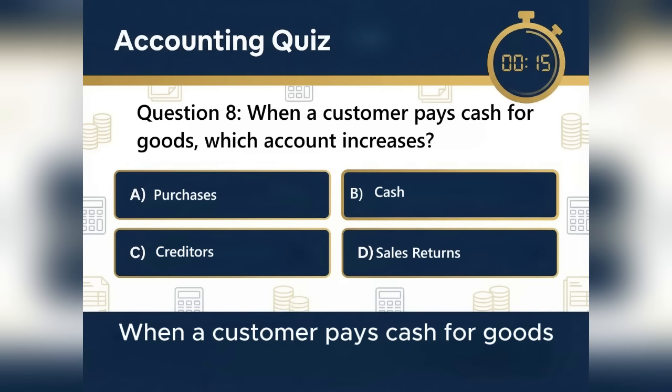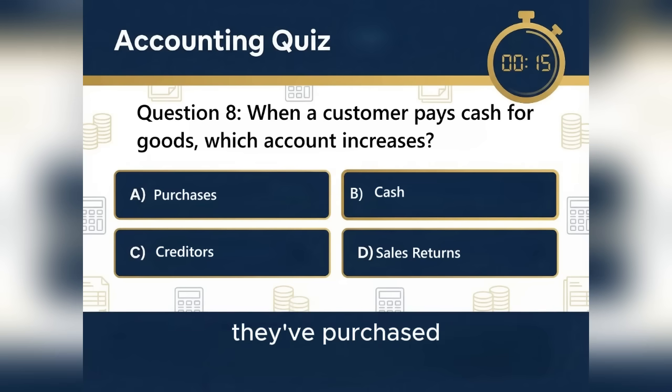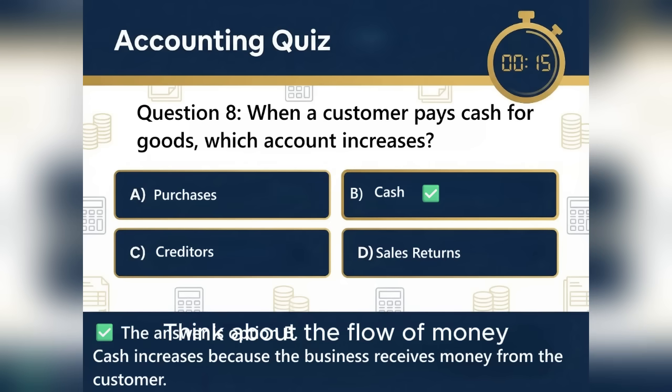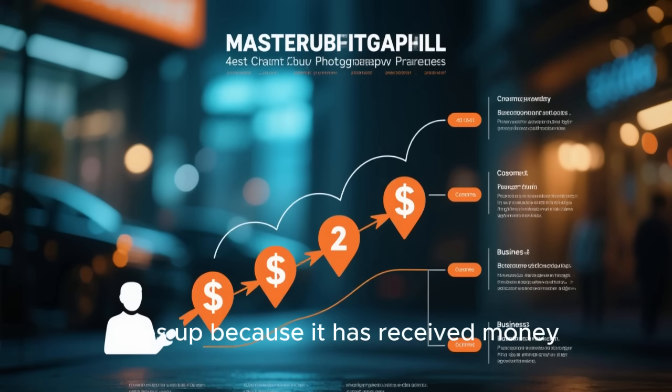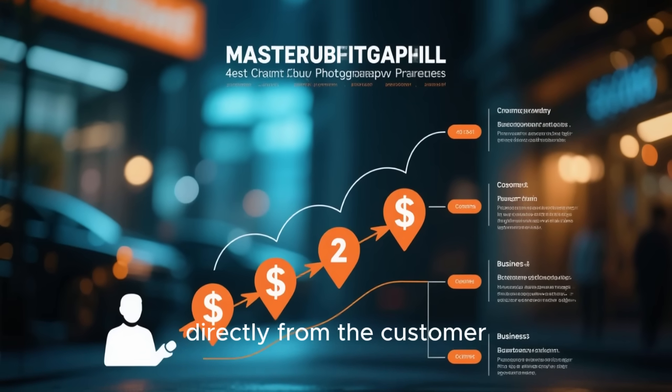Question 8. When a customer pays cash for goods they've purchased, which account increases? Is it A, purchases, B, cash, C, creditors, or D, sales returns? Think about the flow of money. The correct answer is B, cash. The business's cash balance goes up because it has received money directly from the customer.